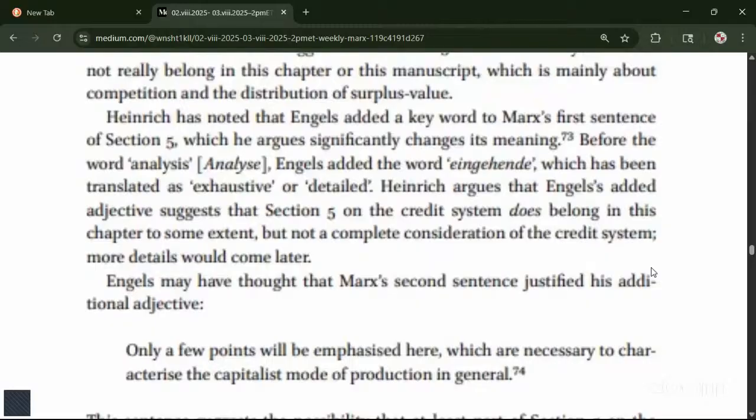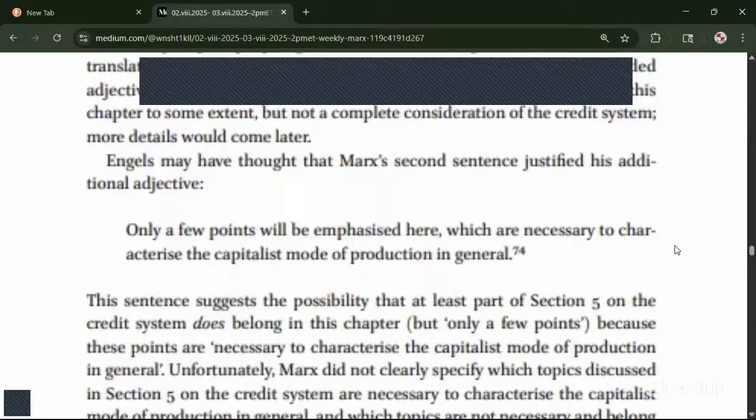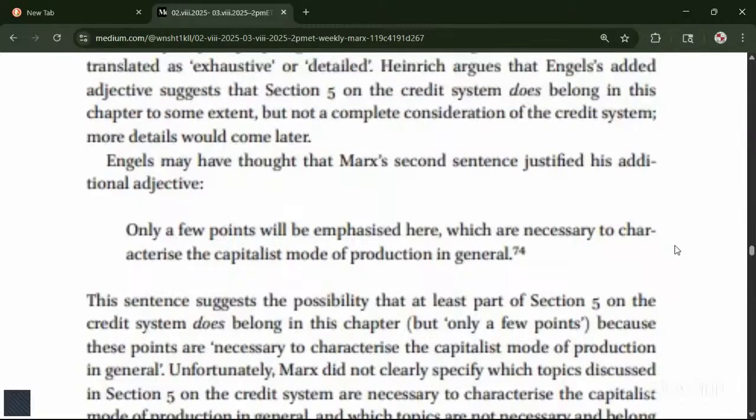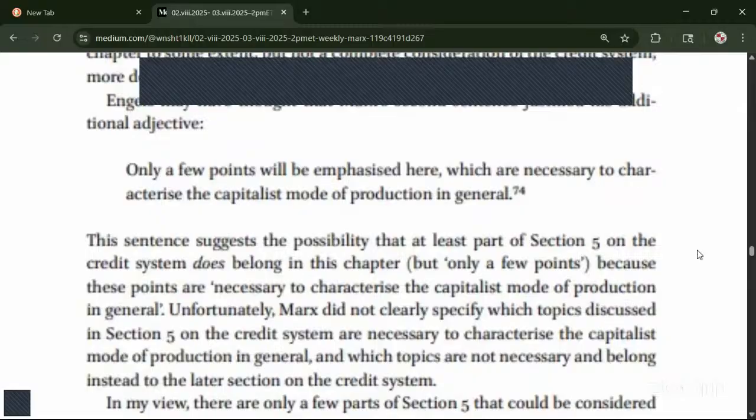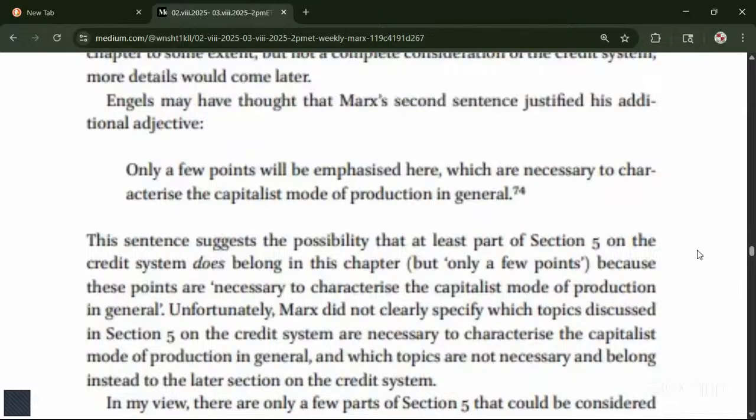Engels may have thought that Marx's second sentence justifies his additional adjective. Quote, "Only a few points will be emphasized here which are necessary to characterize the capitalist mode of production in general." Footnote 74. Now, this sentence suggests the possibility that at least part of section 5 on the credit system does belong in this chapter, but only a few points, because these points are necessary to characterize the capitalist mode of production in general. Unfortunately, Marx did not clearly specify which topics discussed in section 5 are necessary to characterize the capitalist mode of production in general, and which topics are not necessary and belong instead to the later section on the credit system.